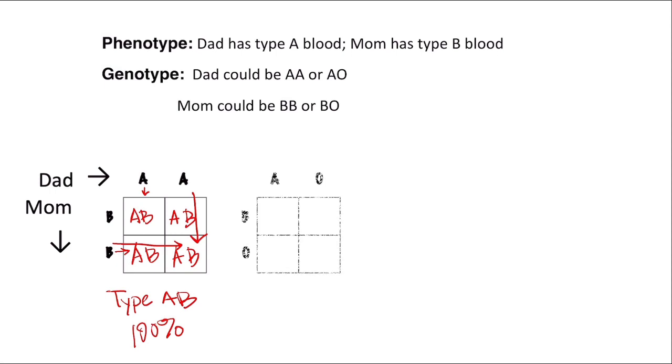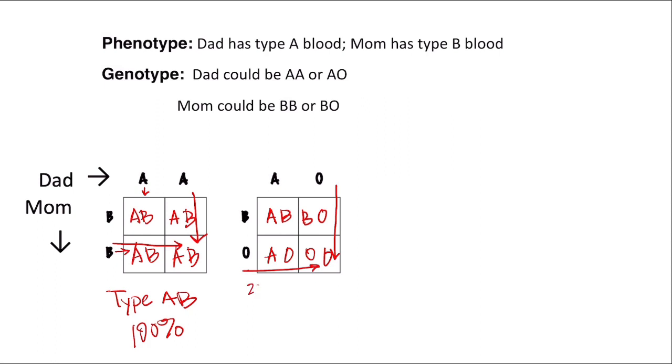The next example is if dad was AO and mom was BO. This is going to have different combinations, because we're now dealing with three different letters instead of just two. In this box would be an A and a B. The next box to the right is a B from mom and an O from dad. The next box on the bottom left is an A from dad and an O from mom. And the last one is an O from dad and an O from mom. So each one of these is a different combination.